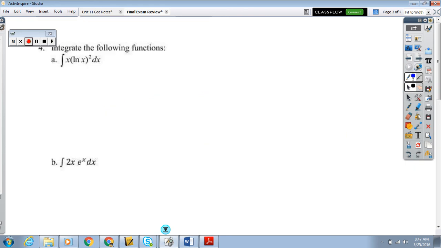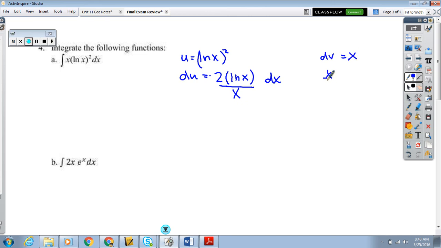Alright. Over on this page, I'm trying to think of some tips or pointers, different things to point out. On part A, first thing that you would want to do is pick u to be not just natural log of x, but the whole natural log of x squared. Then when you take the derivative, remember, chain rule, 2 comes down, leave the inside alone, decrease the power, and then multiply by the derivative of the stuff inside. So there's my du. dv is going to be x, and then x squared over 2 would be v.